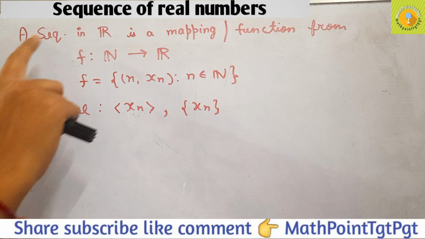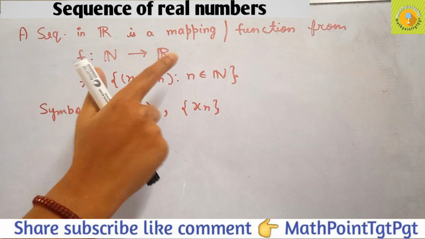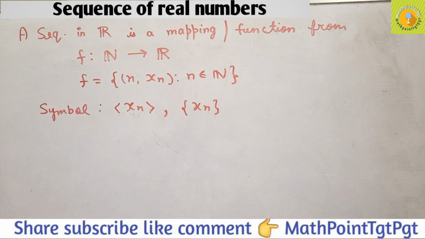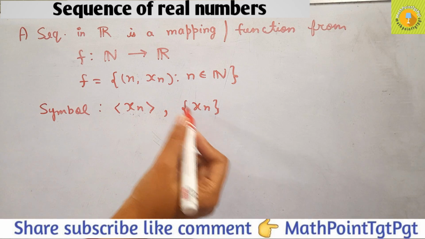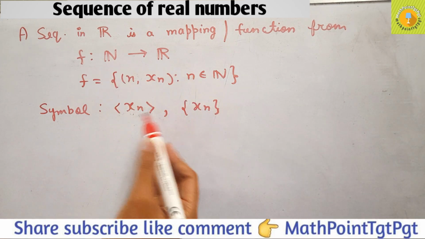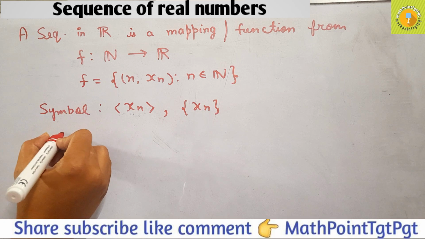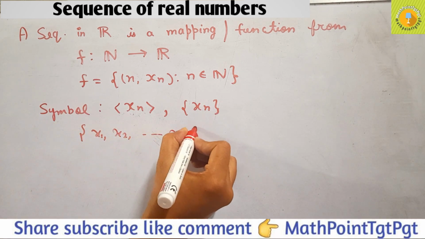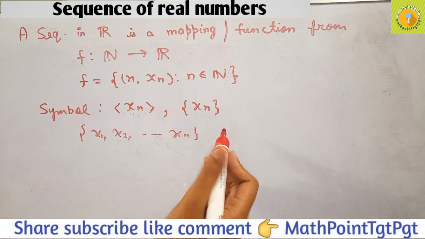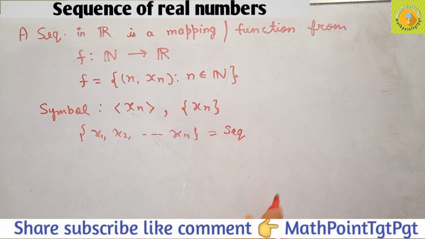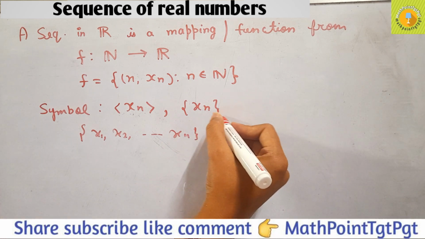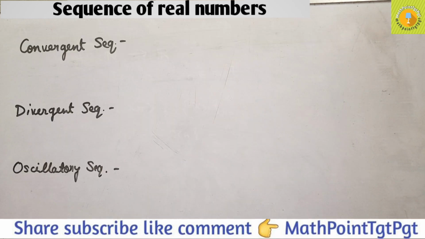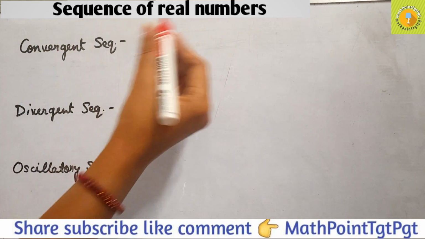What is a sequence? A sequence of real numbers is a mapping, a function from N to R. This type of function is called a sequence. N is the set of natural numbers and R is the set of real numbers. The range set is x1, x2, ..., xn. This is a sequence, and it is also represented by xn where n goes from 1 to infinity.